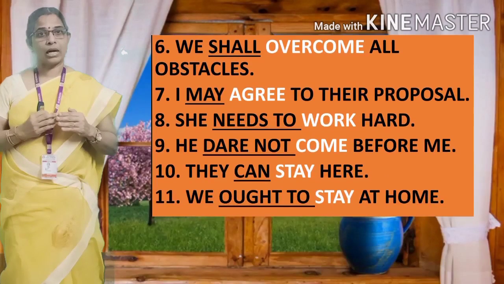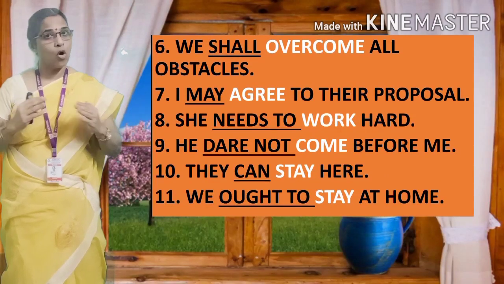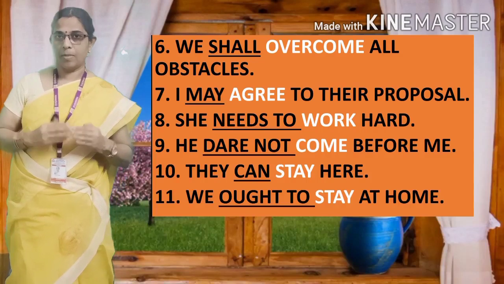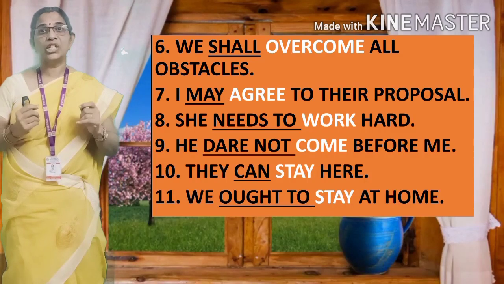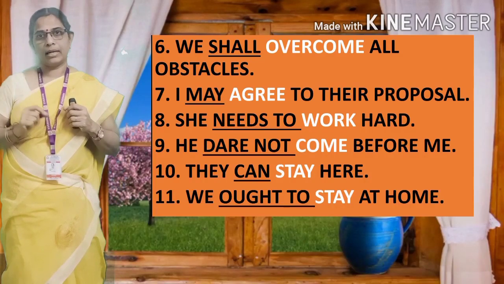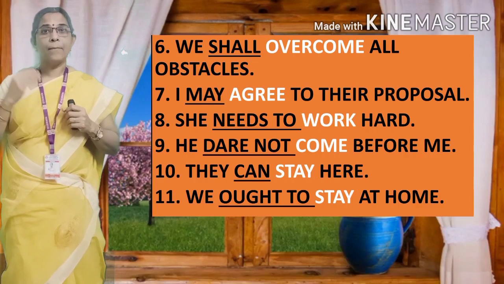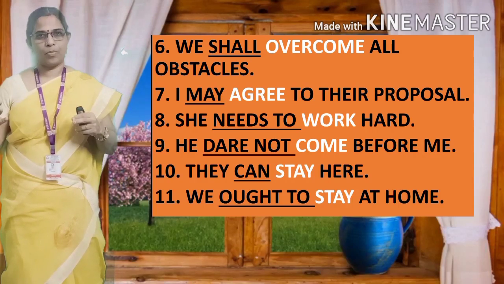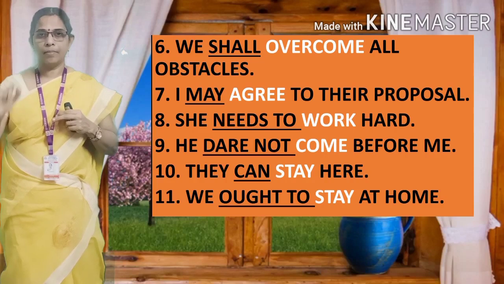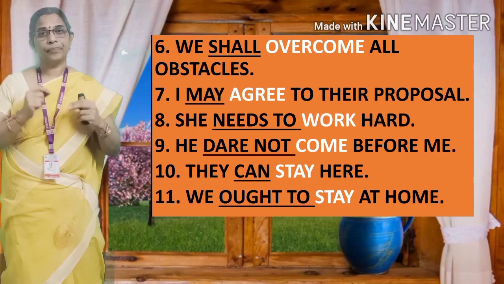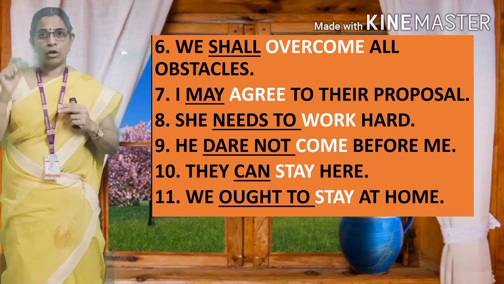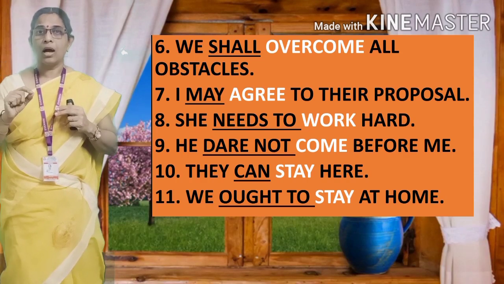Sixth one. We shall overcome all obstacles. Overcome is the main form of the verb. Before that you have the word shall. So you have to underline it. That is the auxiliary. I may agree to their proposal. Agree is the main verb. May is the auxiliary verb. You have to underline the word may. You have to circle the word agree.